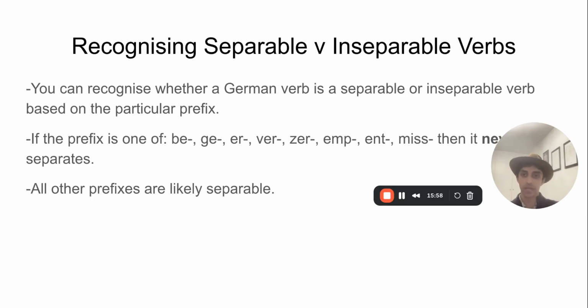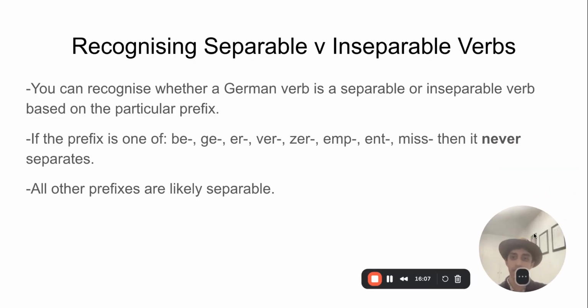Okay, in terms of recognizing separable and inseparable verbs, you can normally recognize if a German verb is a separable or inseparable verb from the prefix itself. That's the easiest way, and the easiest way to know how to handle them as well. If the prefix is one of these, be, ge, ver, zer, emp, ent, or miss, then it will never separate. All other prefixes are very likely to be separable prefixes. So that's the easiest way to remember them and recognize them.